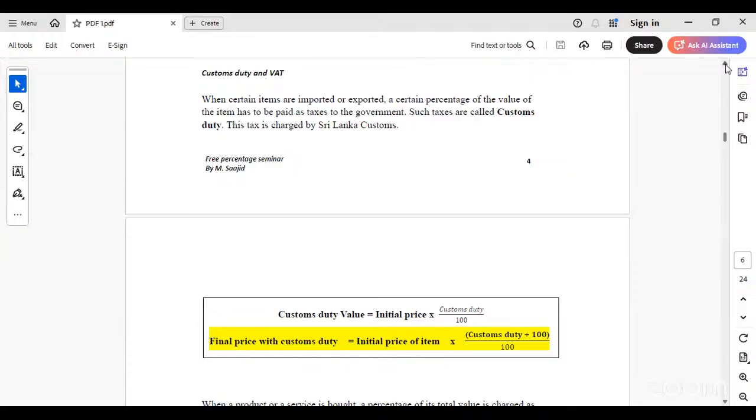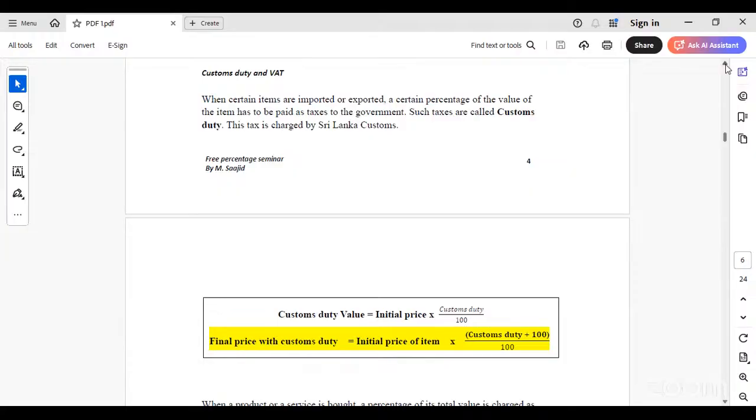For example, in Sri Lanka normally we import gold and smartphones and all those things. So we need to pay a tax to the customs. The final price of the gold or the phone or whatever it is includes the customs duty, because the business adds all these expenses to their final price.